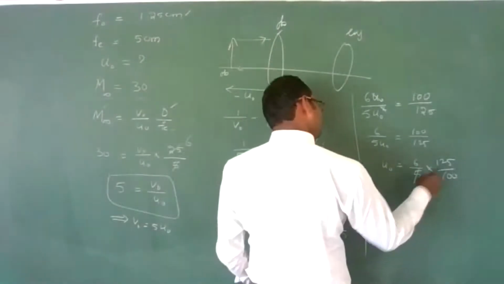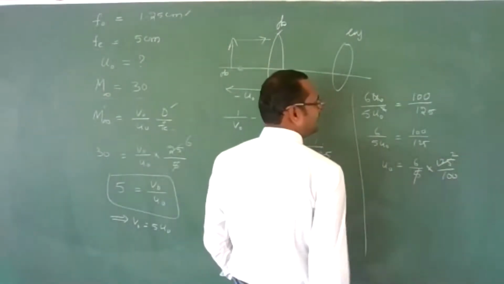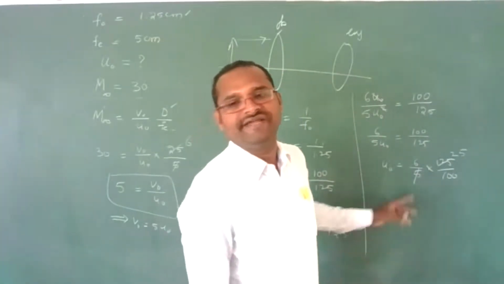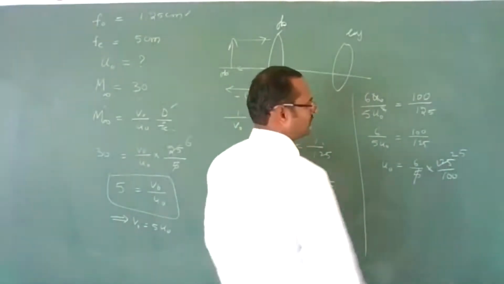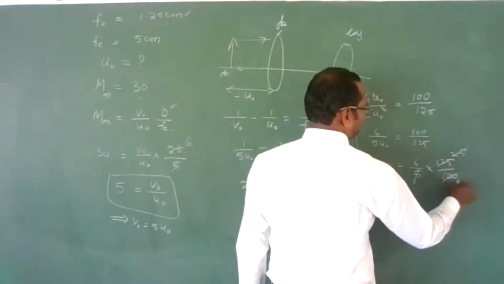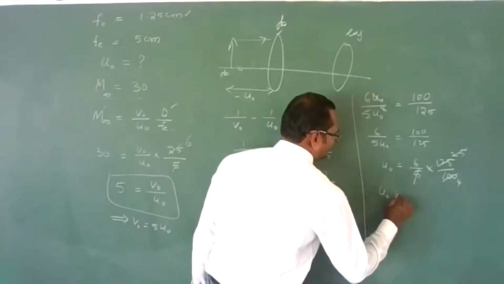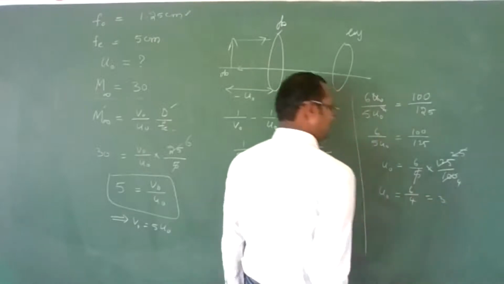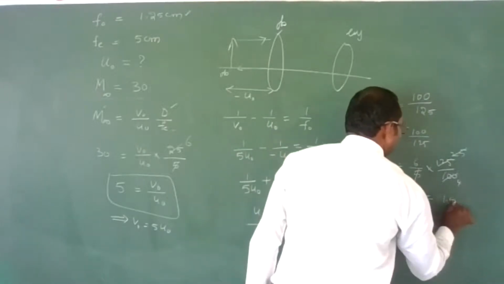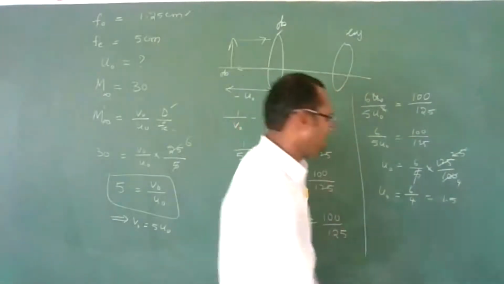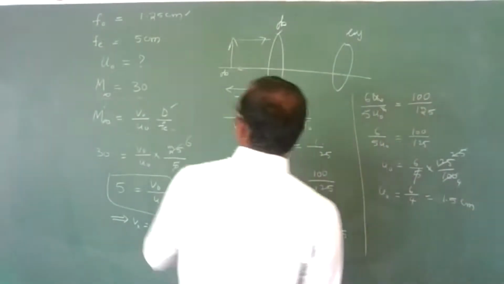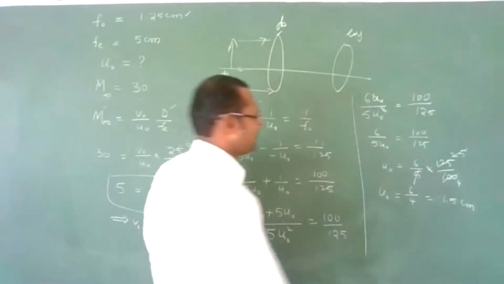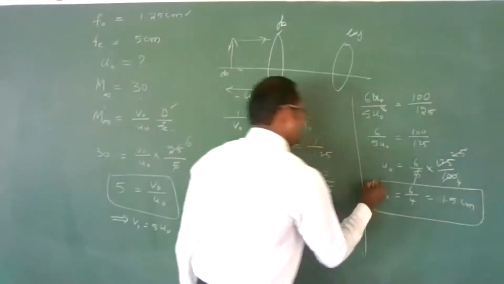5 ones are 5, 5 twos are 10, 5 fives are 25. Yes, 5 25s are 125. 25 ones are 25, 25 fours are 100. U naught value is 6 by 4, means how much? 1.5. What is the unit? Centimeter. Why centimeter? Because these are the centimeters. Definitely it will be centimeters. So U naught value will be in centimeters.